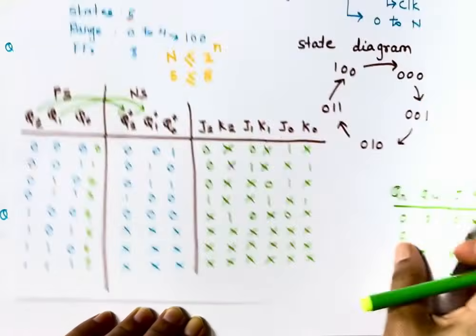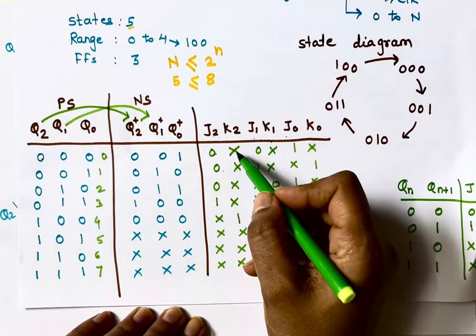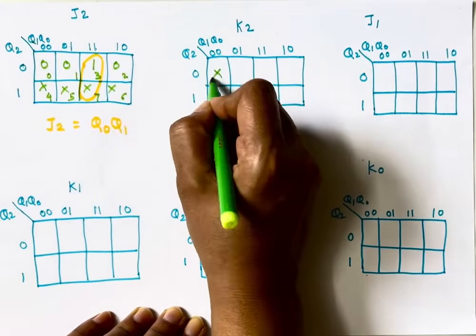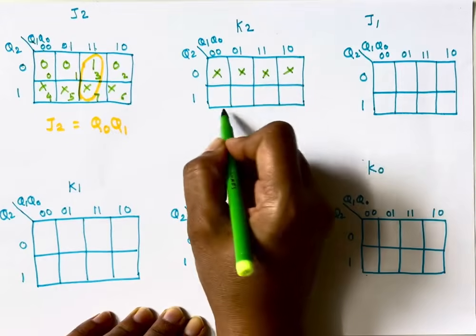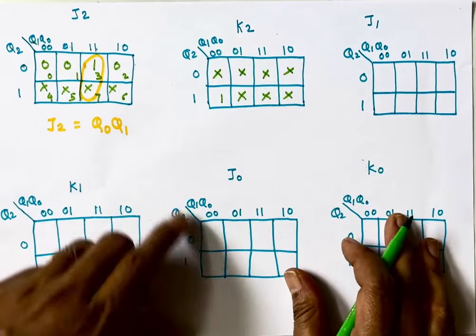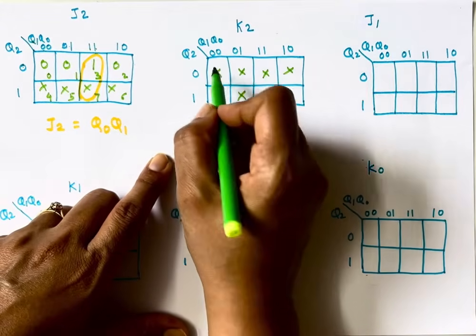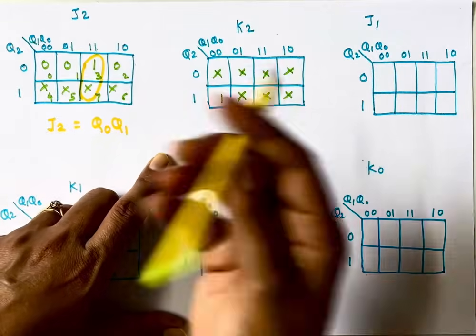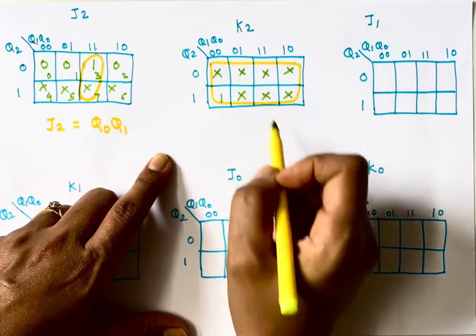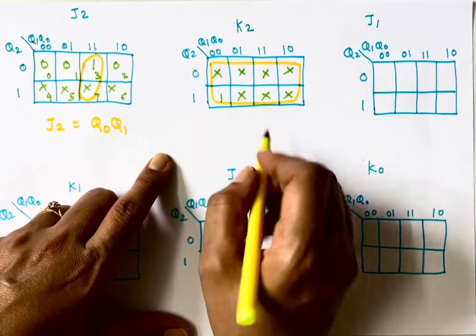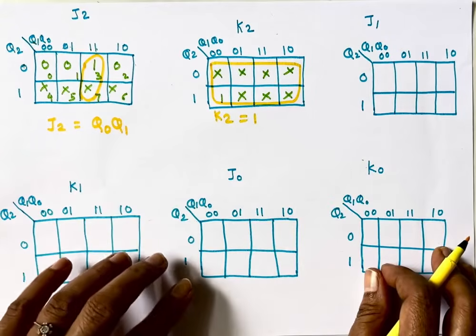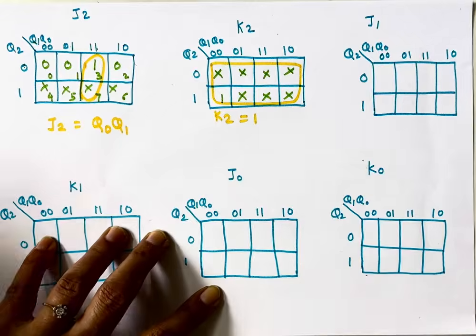So let's see for K2. For K2, values are 4 times don't care, then 1, and then 3 don't cares. Here we can consider all don't cares as 1 and make a group of all of them. When we group all of them and no cell is remaining, the equation becomes 1. K2 equals 1.